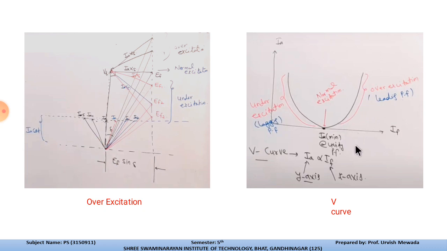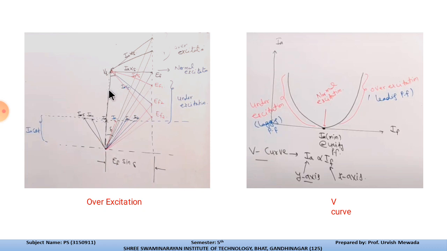So this is how we can plot the V curve for different field currents of the rotor field circuit. With different field currents, we can excite our synchronous machine in three modes: normally excited, under excited, and over excited.